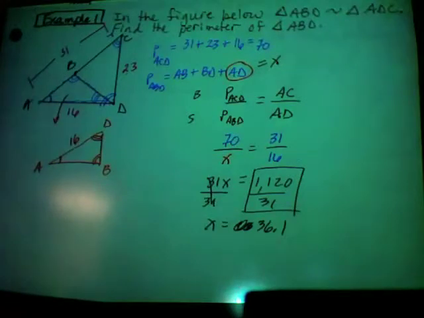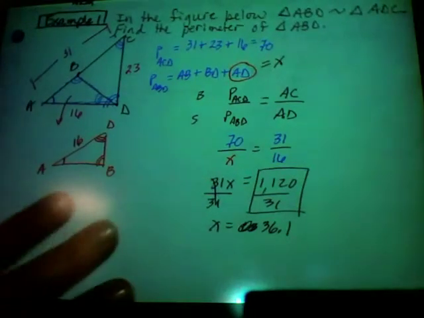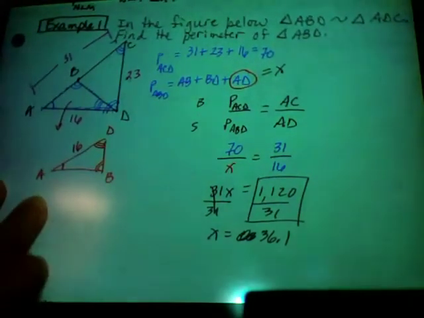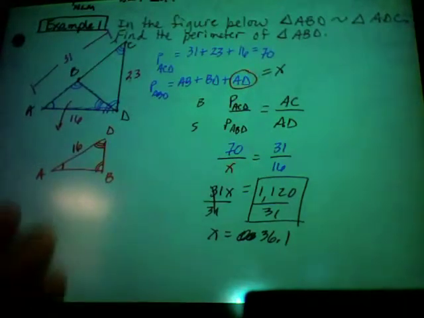So either way. All right, so questions on that. So it's almost the same thing that we've been doing. We're just using our perimeter to help us in our ratios. So flip it.